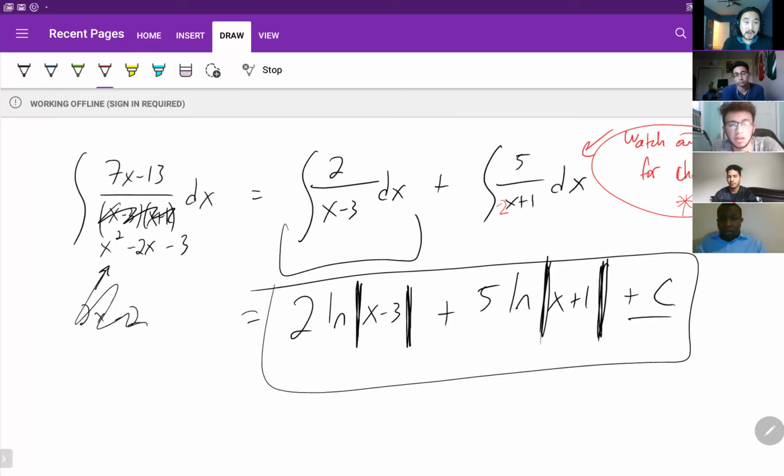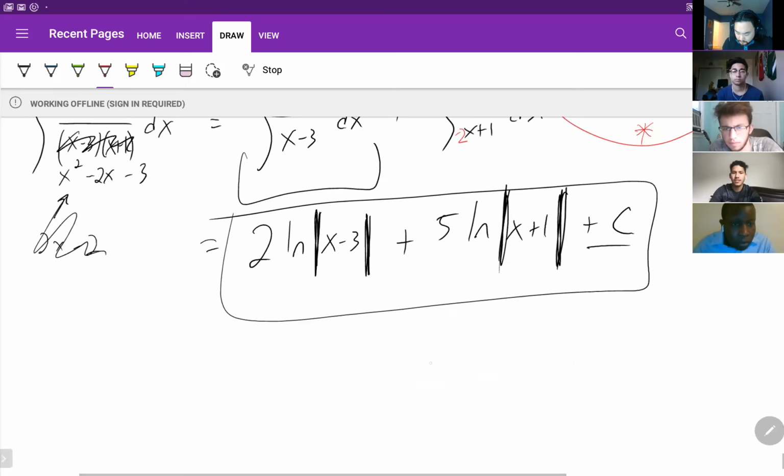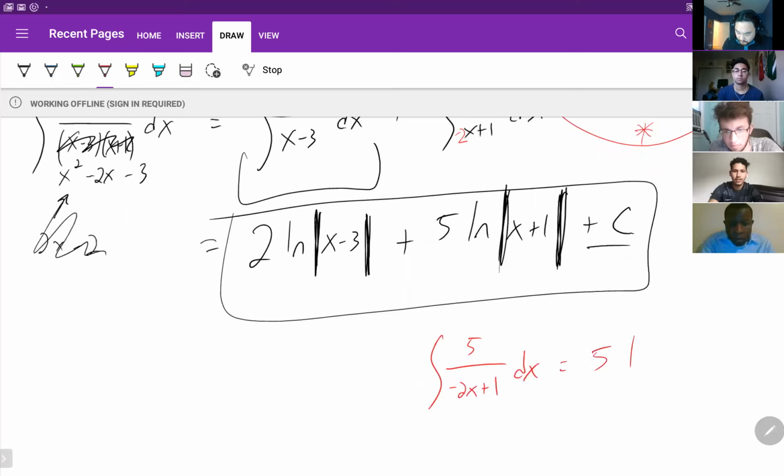Wait, John, can you say that last part again? With the chain rule? Yeah. All right. So if you're integrating, I'll just rewrite it down here. If you're integrating this, it ends up being 5 ln absolute value of -2x plus 1, right? But then you have to account for the -2, right? By dividing by a -2. So this would be negative. That's your final answer.